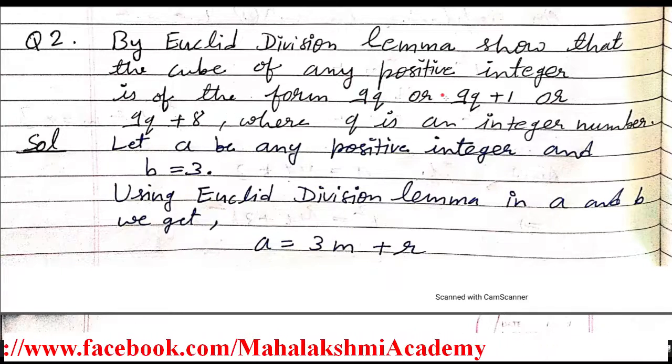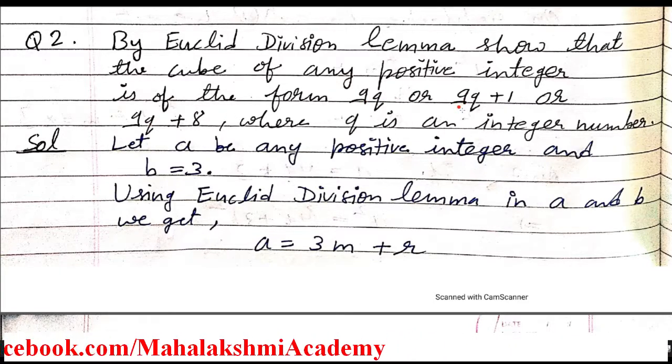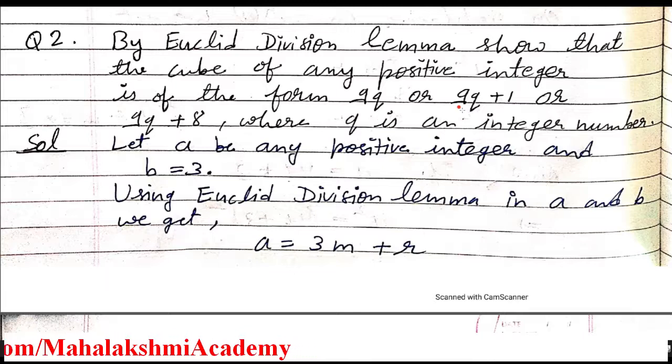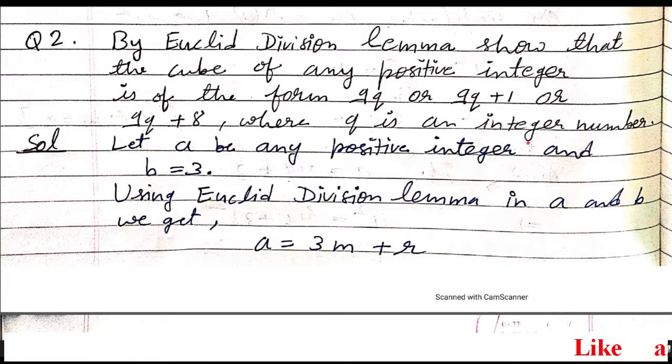Since here we have 9q, we have to see what the multiples of 9 are, meaning which numbers divide 9. So 9 is divisible by only 3. That's why a is any positive integer and b is equal to 3.